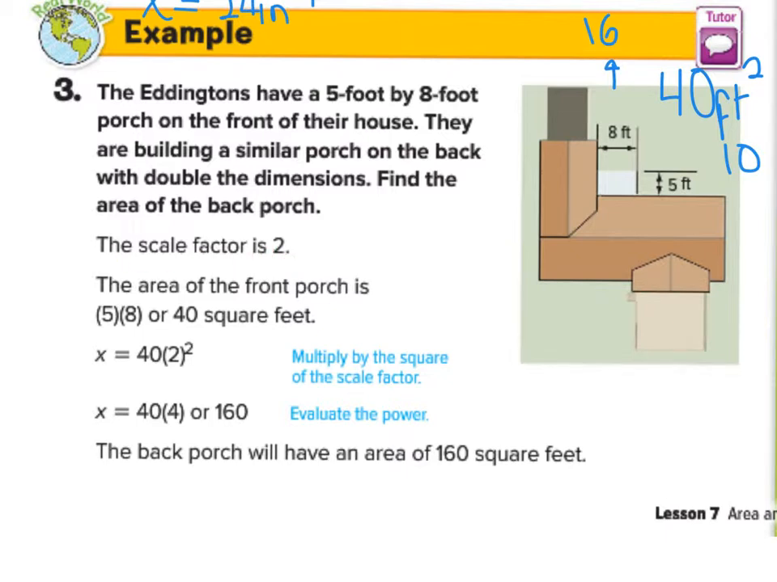Okay, so the factor is 2. The reason the factor is 2 is because that's what we're doubling it. That's the scale factor. In our proportions, our area is solved by multiplying the 2 dimensions together, so we get 40 square feet. So we take our 40 and we multiply it by our scale factor squared, because now we're looking for area. And our scale factor squared is 2 to the power of 2, which is 4. And then we take 4 times 40, which is 160. Don't forget to follow order of operation. First we do exponents, then multiplication. The back porch will have an area of 160 square feet.